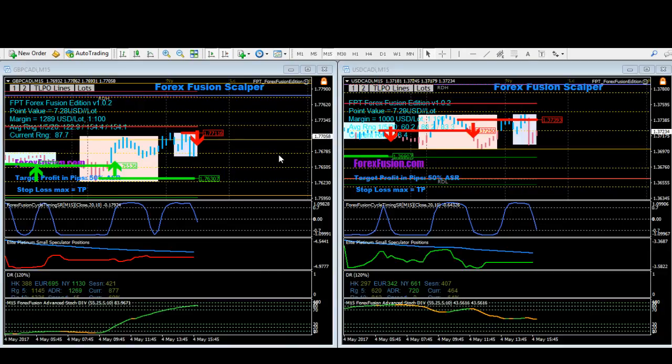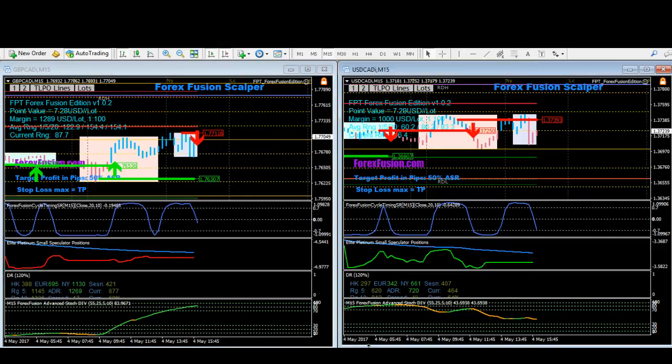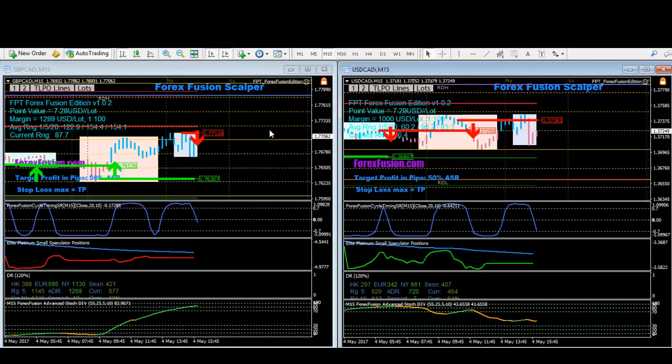I did call up a couple of trade charts. This is the Forex Fusion scalper template. Forex Fusion Toolbox does come with 3 different templates for scalper, day trader, and swing trader. Let me quickly run through the trading chart template elements.